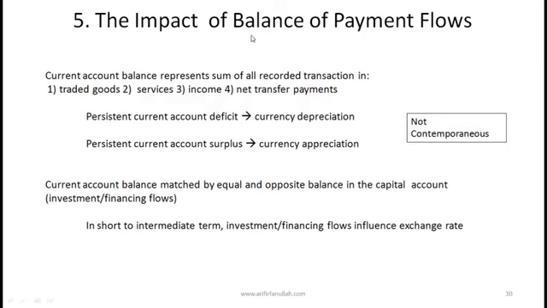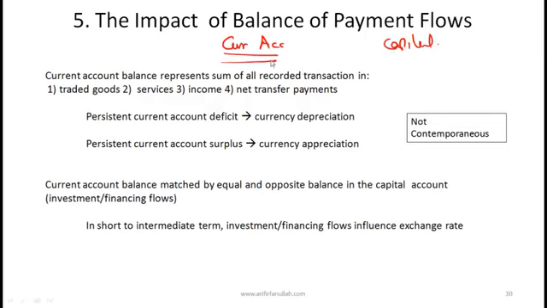And simplistically speaking, balance of payments can be broken into two parts: the current account and the capital account. In level 1, we studied this in a fair amount of detail, but here at level 2, we are just looking at current account and capital account rather simplistically, and focusing on the impact of current account and capital account surpluses and deficits on currency appreciation and depreciation.